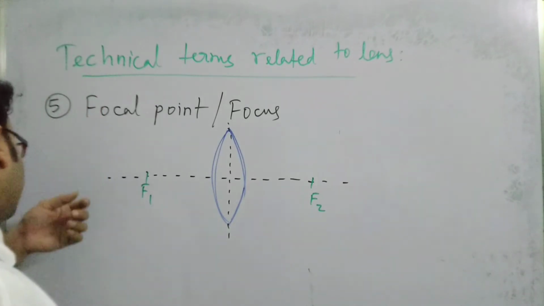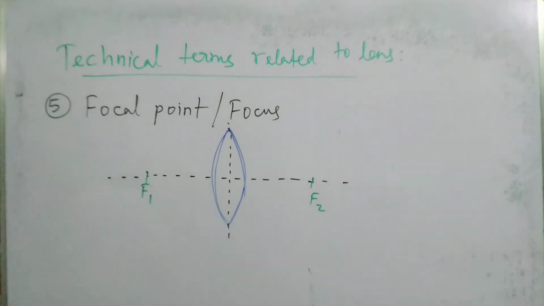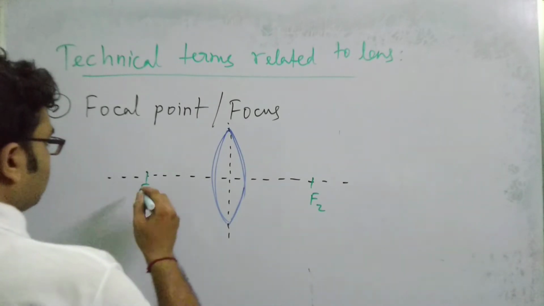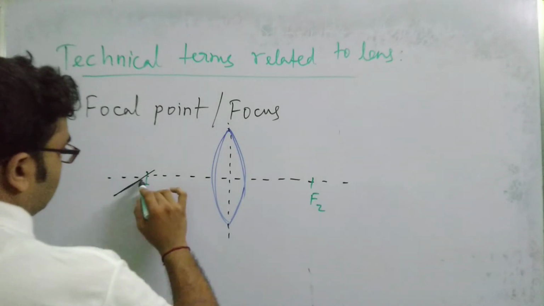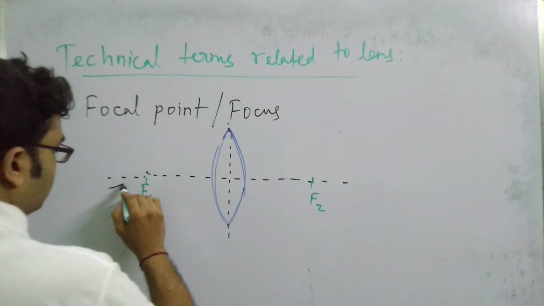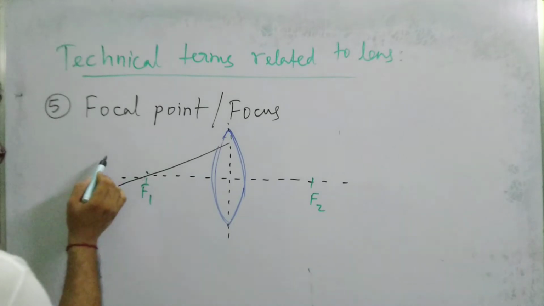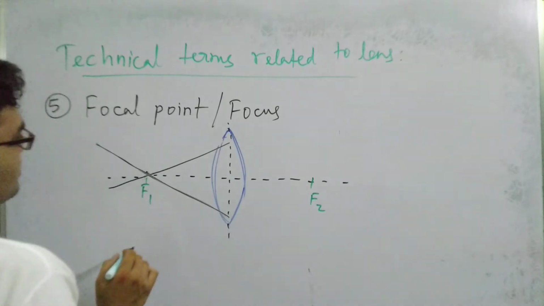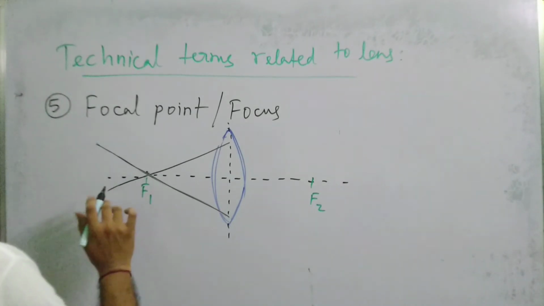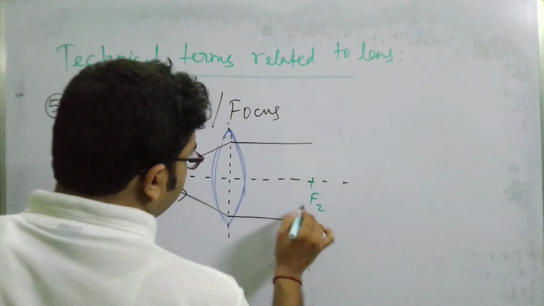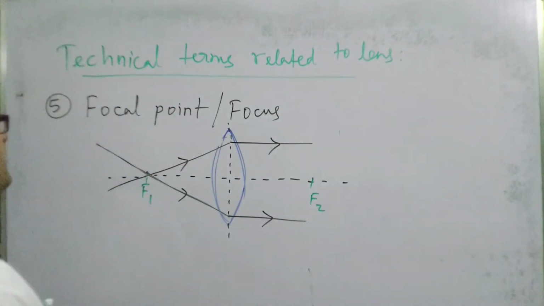is that point on the principal axis at which if light is incident, so if I consider a ray of light passing through this point and incident on the lens, like this, and another ray of light like this, okay, fine. Then what happens? After refraction, these light rays become parallel to the principal axis. So this is the first focal point.